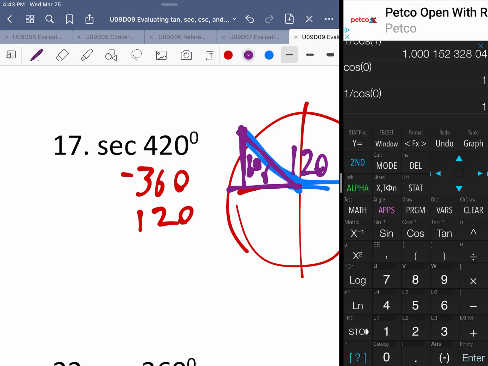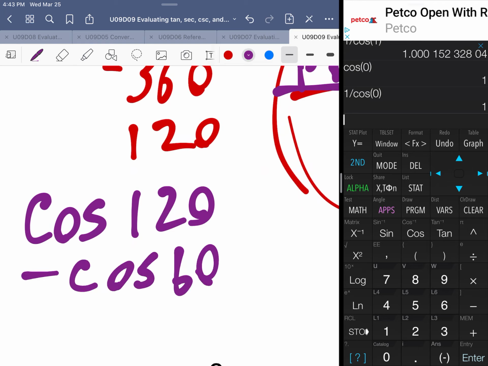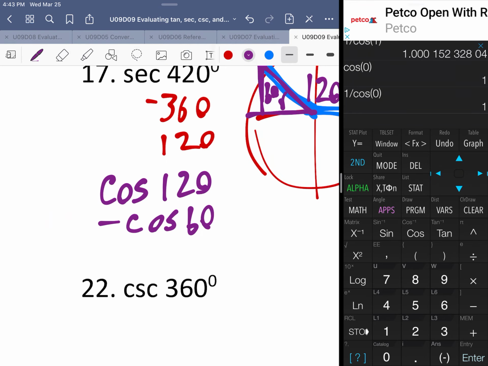All right, so secant is the reciprocal of cosine, so let's find the cosine of 60. Oh no, that's not correct. The cosine of 120 is going to be equal to the negative cosine of 60, because cosine is negative in this quadrant. So that's negative 1/2.